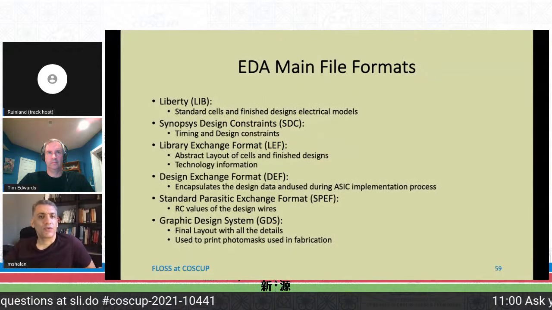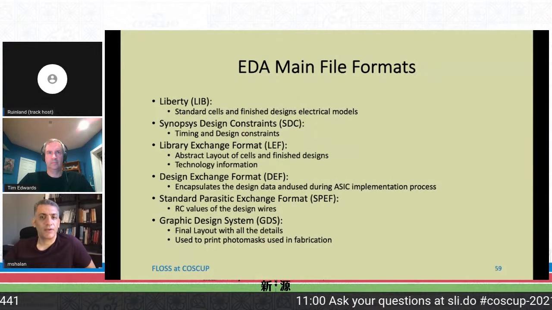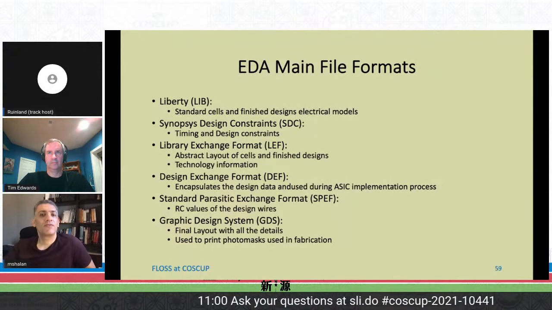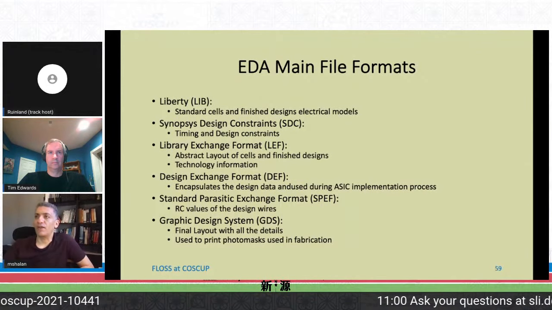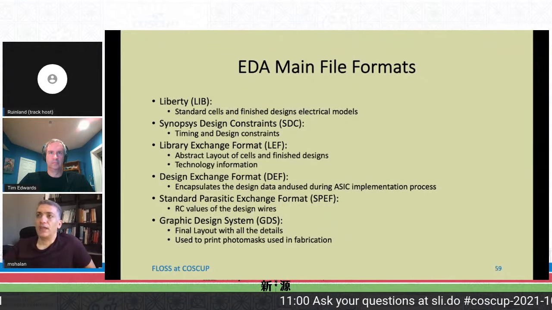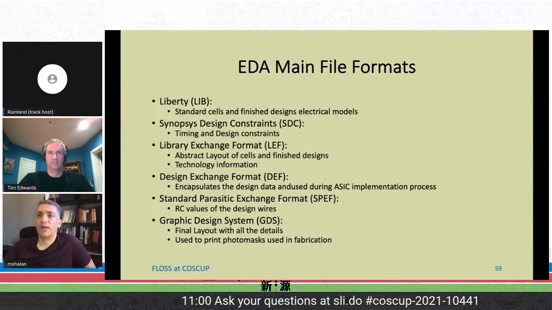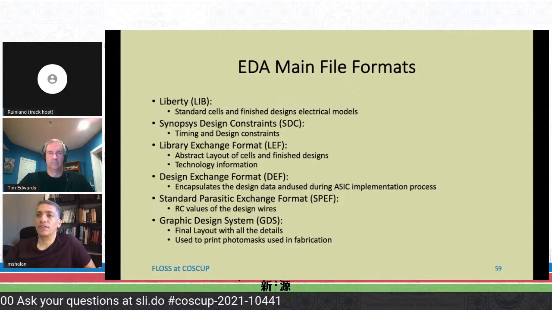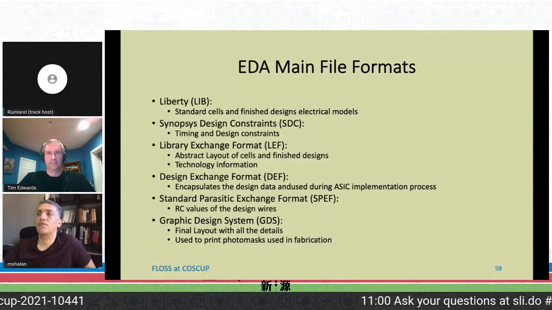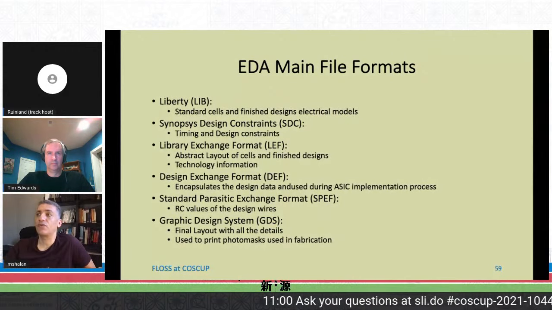Throughout the implementation process that I briefly described, we have several file formats used to pass data between different tools implementing different steps. Here I'm listing some of them. The Liberty format, which is a text format, contains electrical models like timing models, power models, etc. for standard cells in the library and also for the finished design.